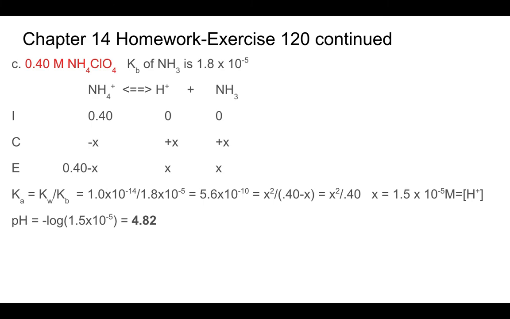So here is the ICE table for ammonium acting as an acid. NH4 plus makes H plus and NH3. Work out the ICE table on it, solve for Ka from Kw over Kb, and that's true. You can find the Ka of a weak acid if you know the Kb of its conjugate base, and we get 5.6 times 10 minus 10 for Ka. Set it equal to x squared over 0.4, and you get 1.5 times 10 minus 5 moles per liter of H plus. This one is H plus, not OH minus, and so your pH is just 4.82.